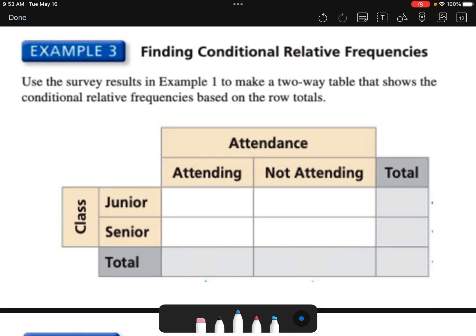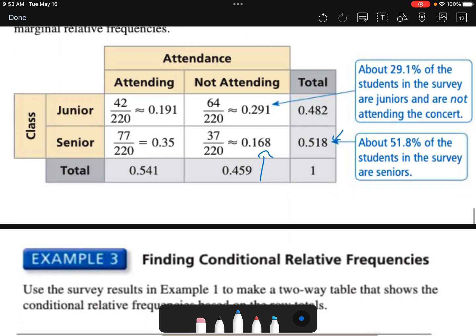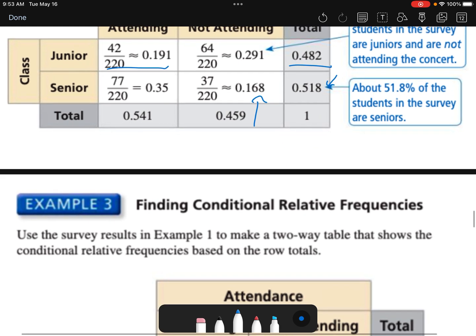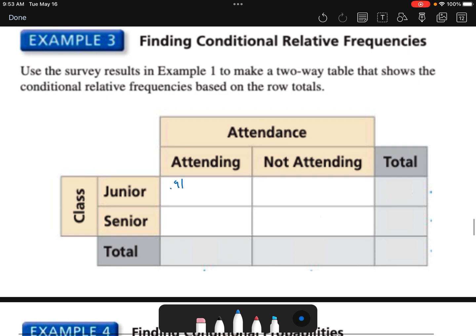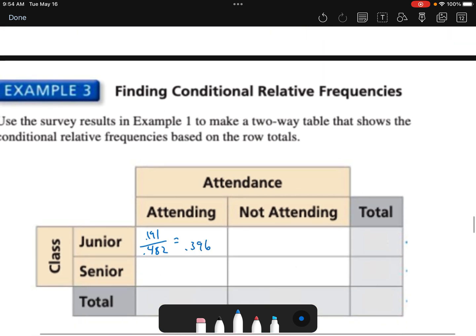Now, conditional relative frequency is just a little bit different. Now we're actually going to take these percentages and divide them by the percentages. So in other words, 19.1% juniors are attending out of the total number of juniors. So 0.191 divided by 0.482 now is 0.396. So 39.6% of the juniors are attending.